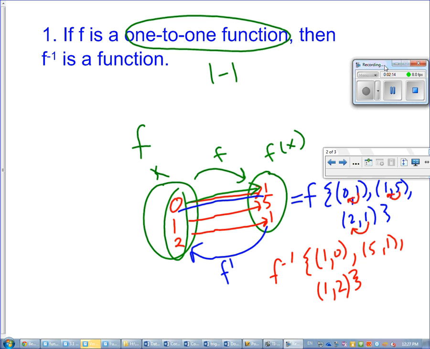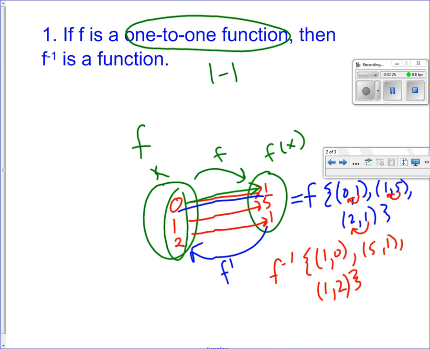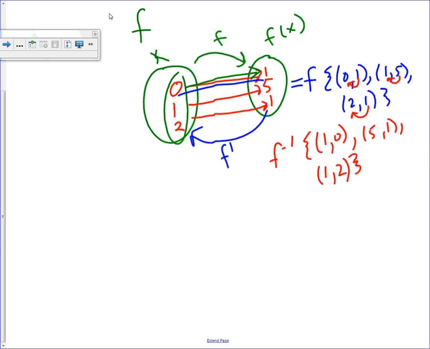All right, so what about the inverse function? Is that actually a function? Would it pass the vertical line test? Well, if we were to plot it, let me extend the page here. If we were to plot that f inverse on a graph, we would have the points (1, 0), (5, 1), so 1, 2, 3, 4, 5, 1, and we would have the point (1, 2).